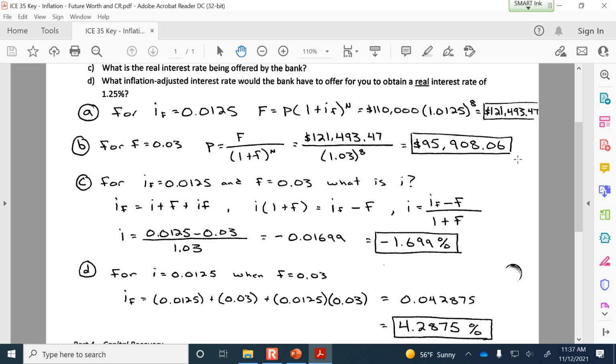So that's part one. Any questions about these calculations? Okay. I'll leave this up for a second. I see some of you are taking notes.